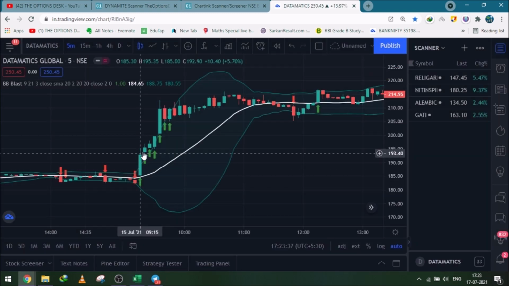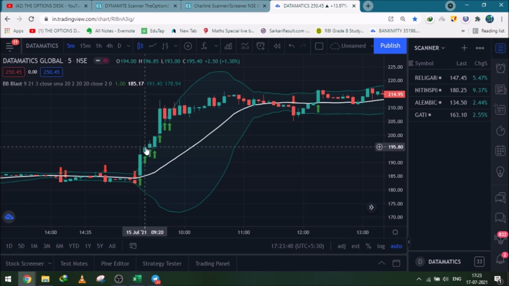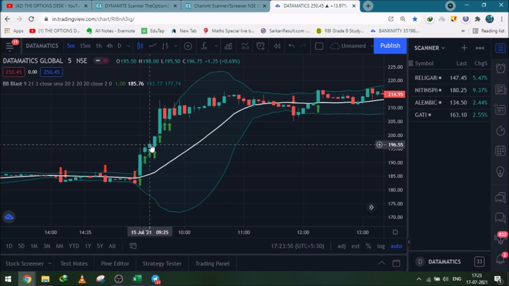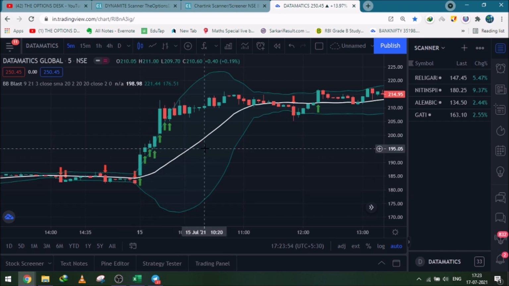See, its stock came on the 15th July at somewhere around here. Once the high broke, I can enter into the trade, and you can use the 5-minute SMA as your stop loss. Okay, I know that sometimes the stop loss might get big, but the 5 SMA will work. The 5-minute simple moving average of 20, that is the Bollinger Band's white line, is going to work definitely well for the stop loss.